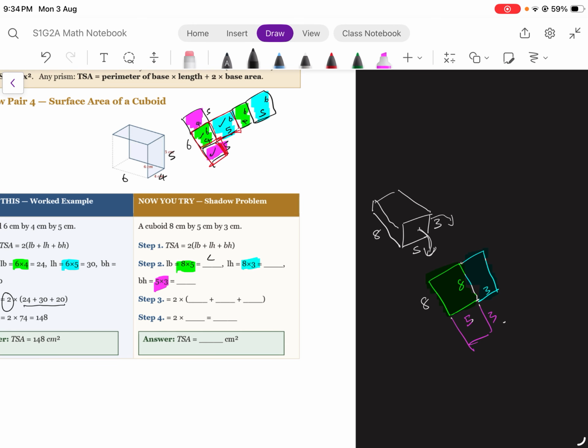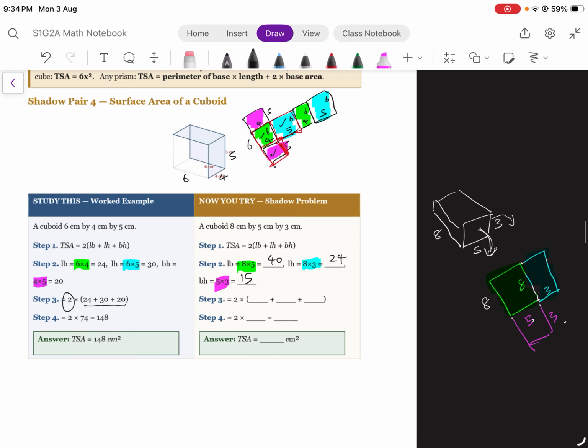So you get 40, you get 24, you get 15. Okay, so you add 40 plus 24 plus 15. Okay, and then you will have 40 plus 24, 64. Plus 15, 79. Times 2, 158. Okay, so your net area of cuboid is 158.